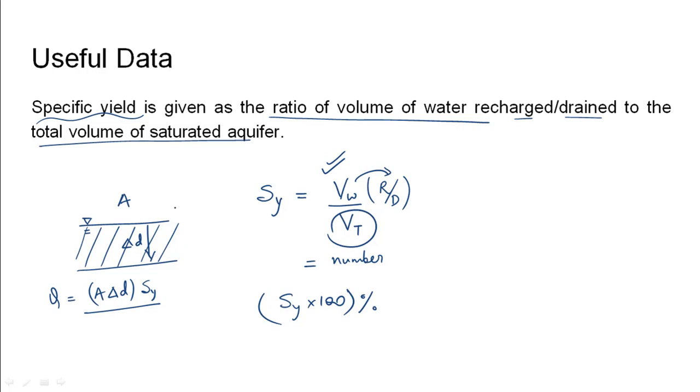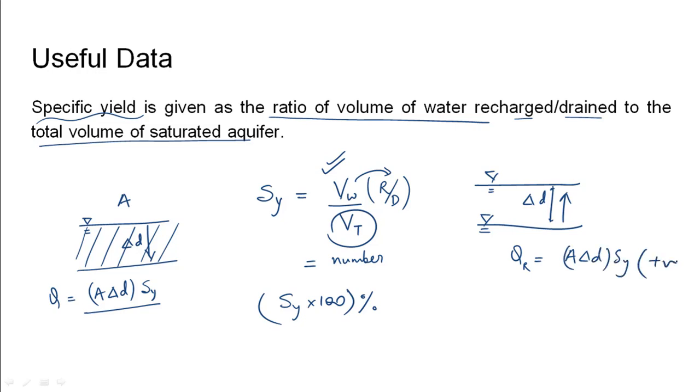In case we recharge it, let us say the initial level was somewhere here and we recharge it, the level will go up, and let's say it went up by delta D. In that case the recharge volume will be given as A times delta D into SY. Since this has been recharged, the value will be positive. Here we drained it, so the value will be negative.